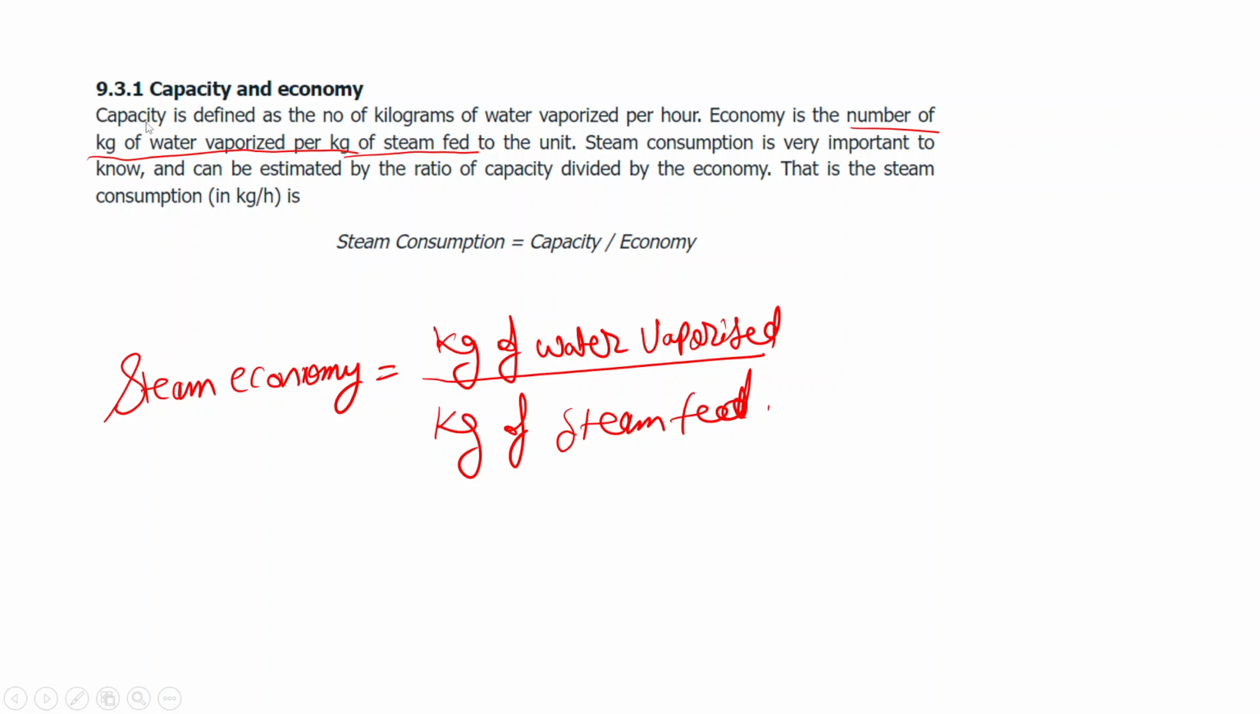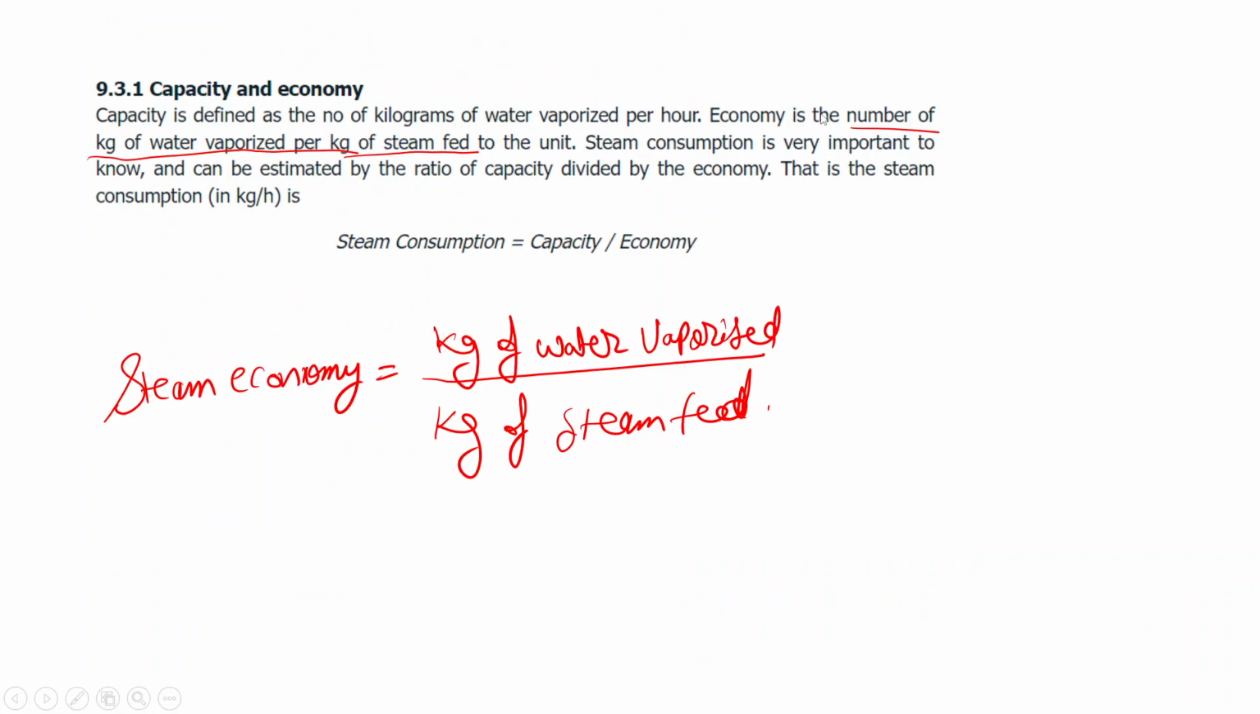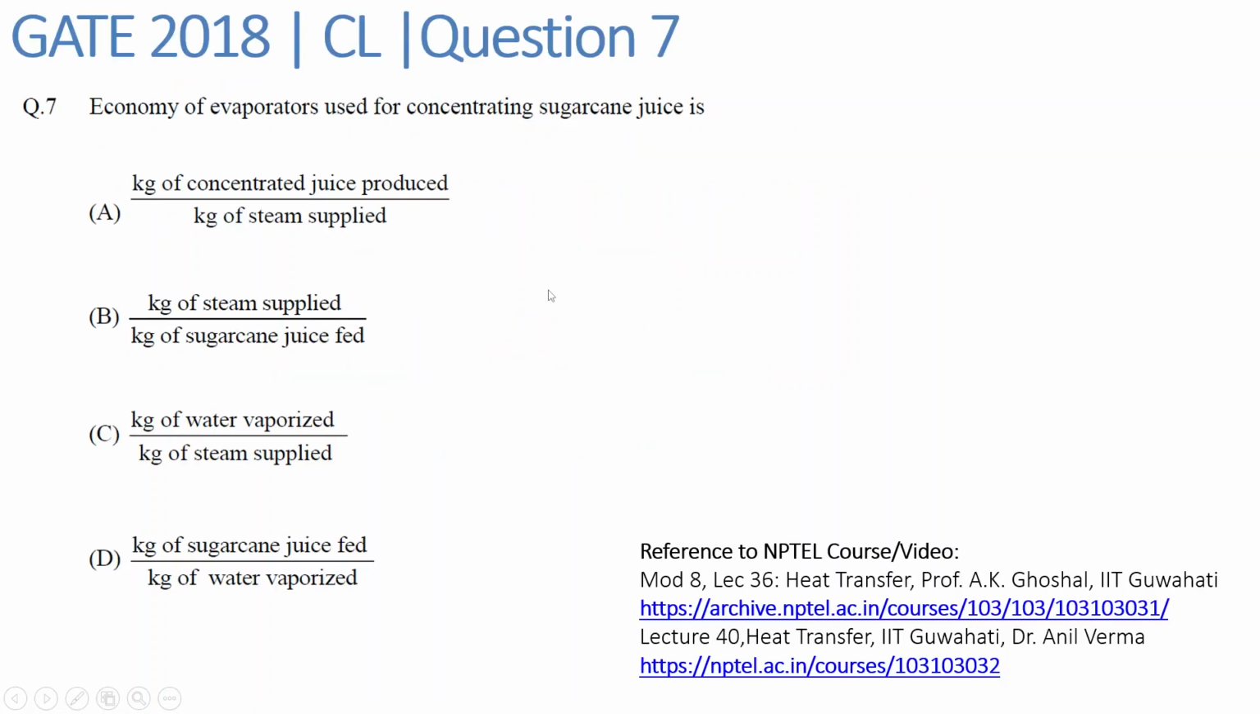The first one is capacity, where capacity is defined as the number of kgs of water vaporized per hour. And the second definition is economy, and economy is the number of kg of water vaporized per kg of steam fed. In the given question, we were asked to find the economy of evaporators. So from this statement, we can write that steam economy is defined as kg of water vaporized upon kg of steam fed.